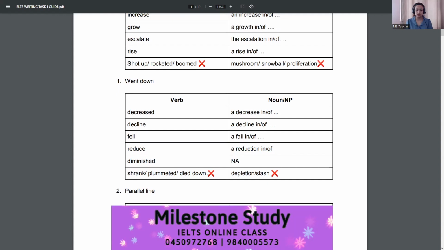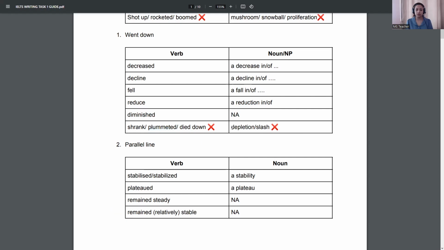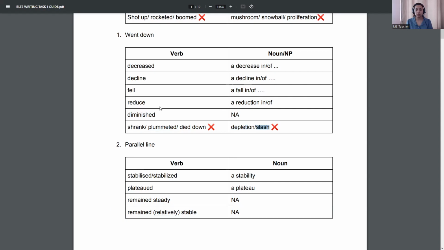And then some things to look out for is that you shouldn't use words like shrank or plummeted or died down. And same with their noun forms, depletion or slash. These are very informal again.